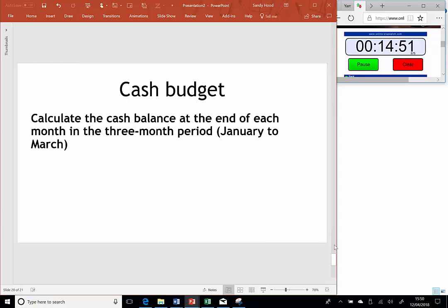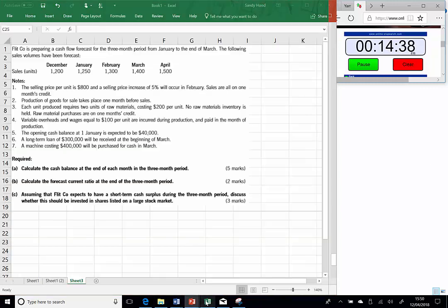So now we're looking at the cash budget. And sure enough, there was a little bit of pre-written aspects with the previous task, but you can see that I'm checking this time all the time. So we're going to look at the cash budget. Let's see how we get on with this. Flit is preparing a cash budget, and we've got the sales, the selling price, and the selling price is due to increase. Production of goods takes place a month before the sales. So I think we need to have a production budget.